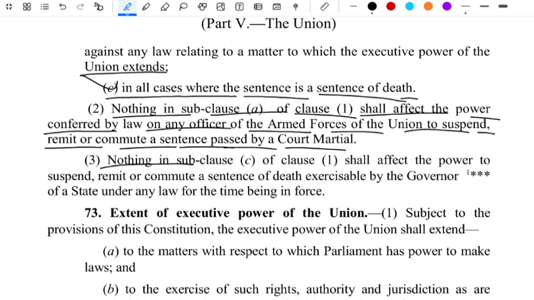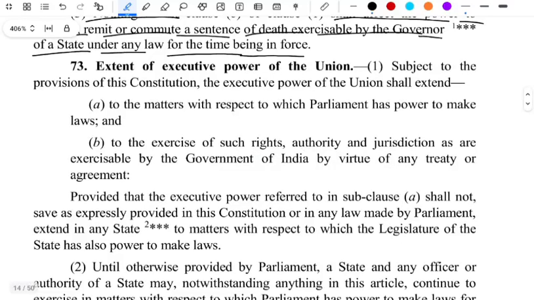Okay, nothing shall affect the power to suspend, remit, or commute a sentence, including a death sentence, exercisable by the governor of the state under any law for the time being in force. Then next is Article 73, the extent of executive powers of the union. So basically, in the pardoning power, the advice of the Council of Ministers is mandatory. Okay, that is the extent of the executive powers of the union.